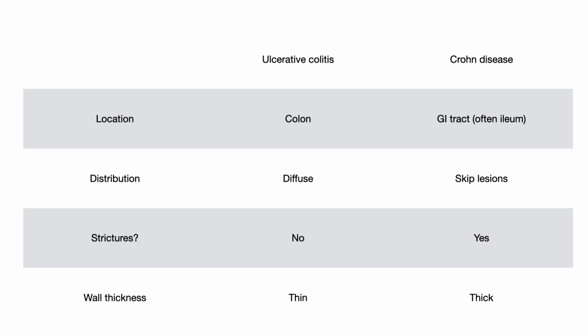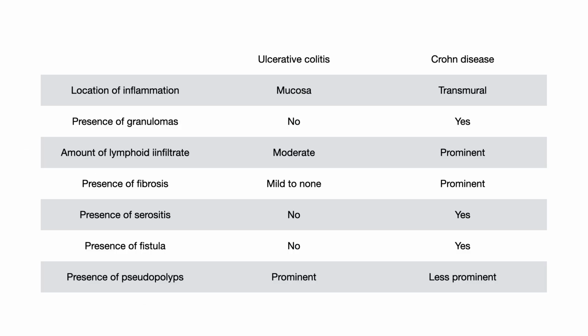So strictures wouldn't be caused by a mucosal lesion usually, but if it's transmural with fibrosis, it would. Since it's patchy throughout the GI tract, it makes sense to have skip lesions. So instead of memorizing them all, try and understand the difference between the 2, and that really helped me. And I hope it helps you.